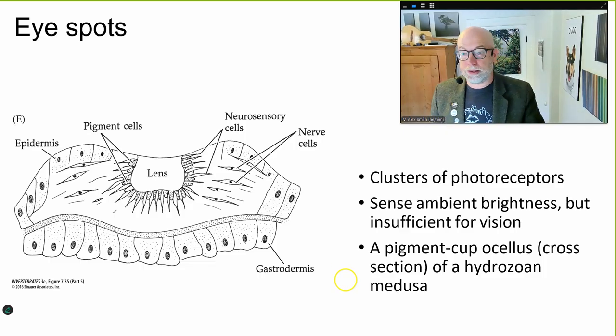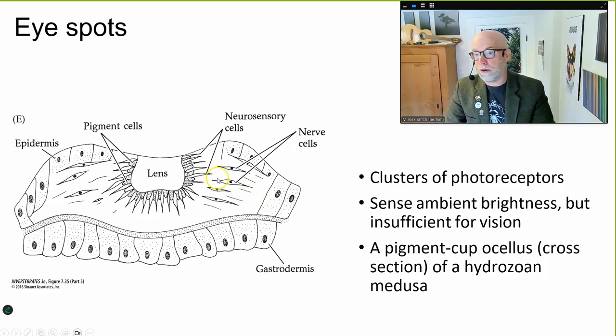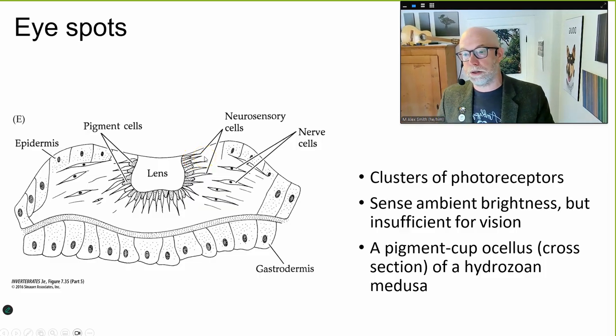So we have, in this case, not a bilateria but a hydrozoan medusa, the underlying gastrodermis, and then on the outside, in the epidermis, we see these pigment cells that are arranged around a lens, and the pigment cells are connected directly to neurosensory cells, to nerve cells.